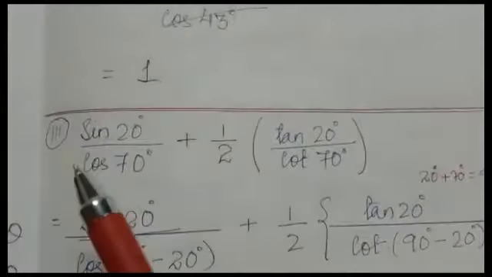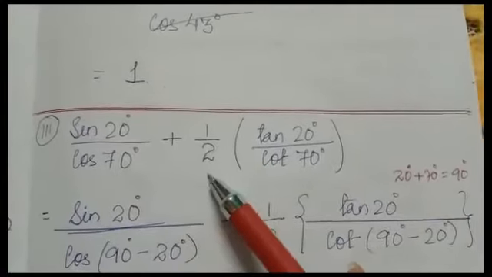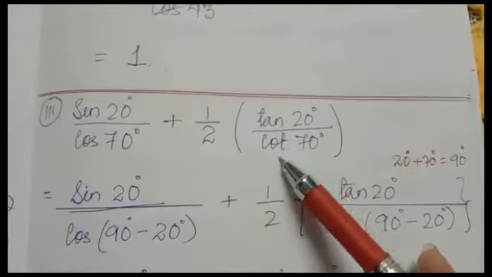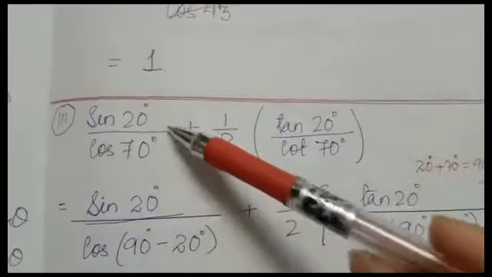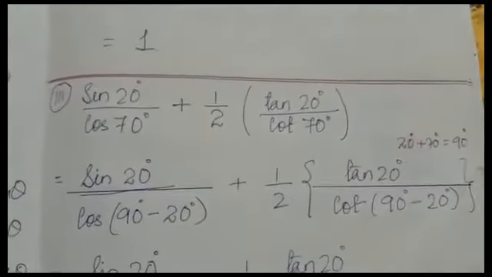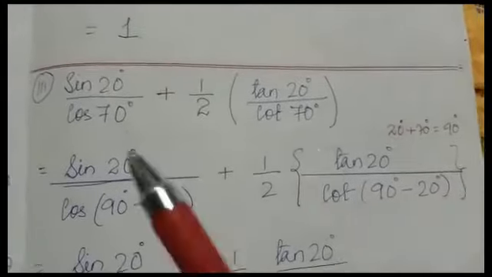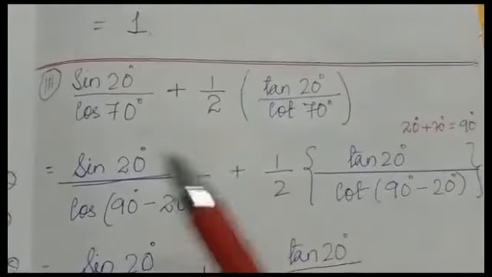Now number 3: sine 20 degrees by cos 70 degrees plus 1 by 2 tan 20 degrees divided by cot 70 degrees. 20 and 70 are complementary because their sum is 90. So either you convert the whole into 20 or 70. I will convert into 20 in this question.